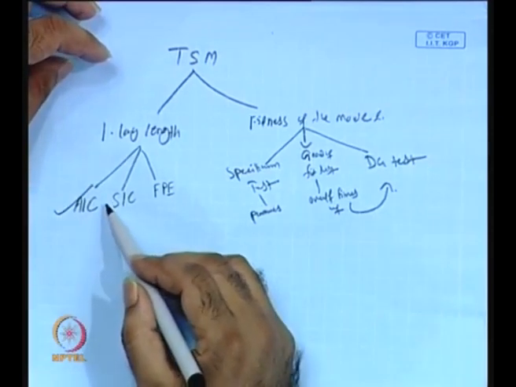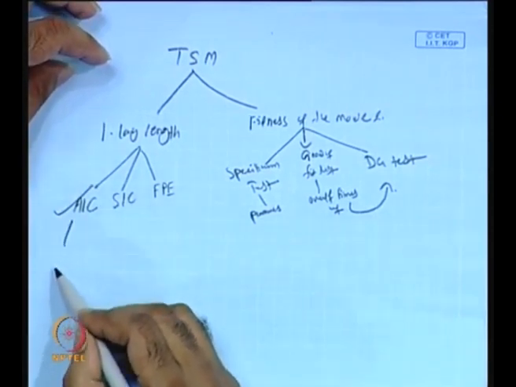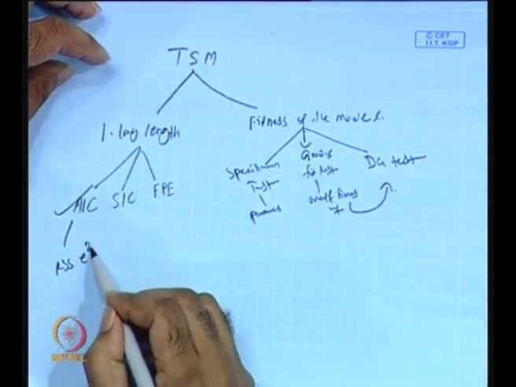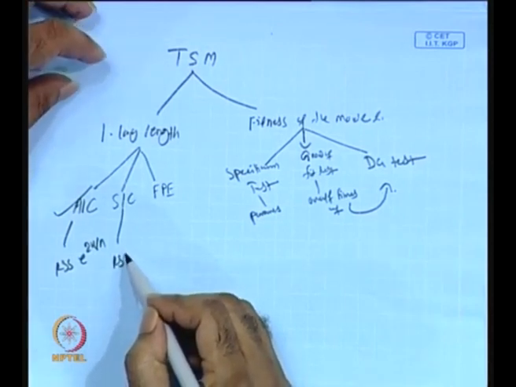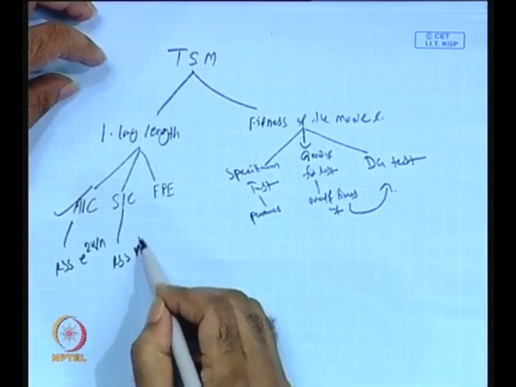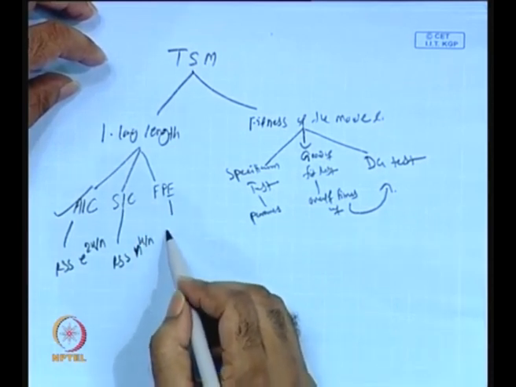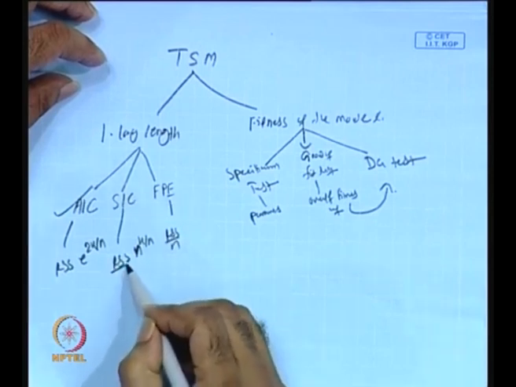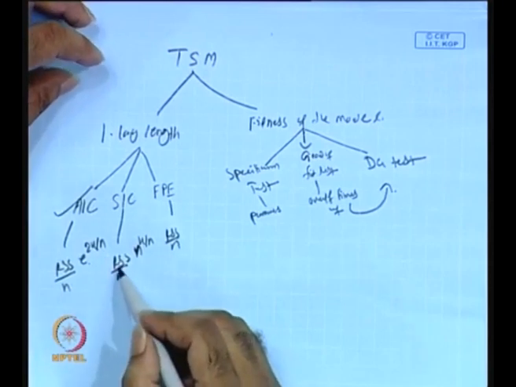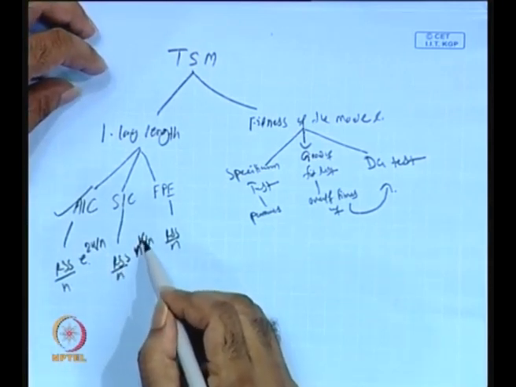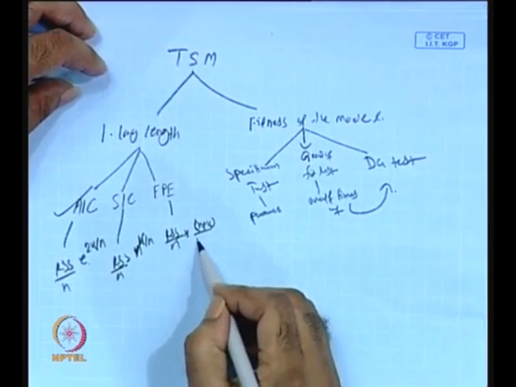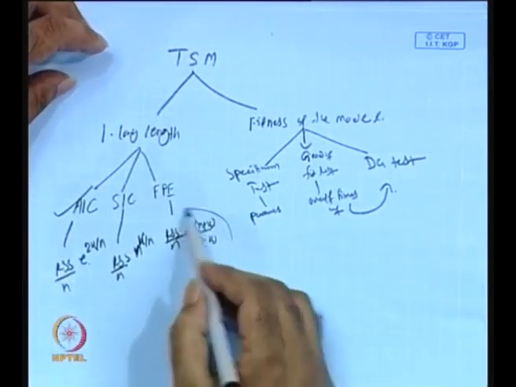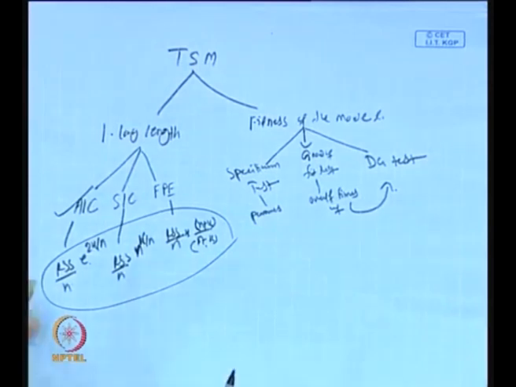AIC we have already discussed. Very briefly, AIC is nothing but RSS into e to the power 2k by n, then SIC, Schwarz information criterion, is RSS into n to the power k by n, and finally, final prediction error is RSS by n into (n plus k) by (n minus k). This is how we have already discussed the choice of lag length has to be decided. The lower the error, that lag length has to be considered.